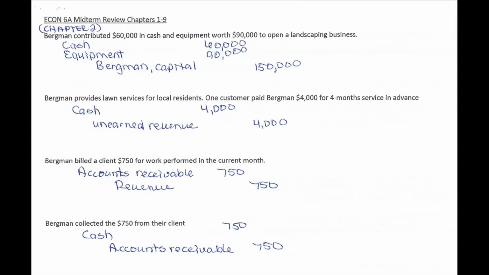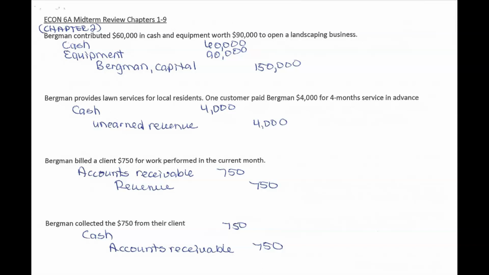Number 3. Bergman billed a client $750 for work performed in the current month. He performed the service, but he's billing his client because he has not received the money. Debit accounts receivable $750, and it will sit there until the client pays, and then credit revenue. With accrual accounting, you recognize revenue when earned, not when received.